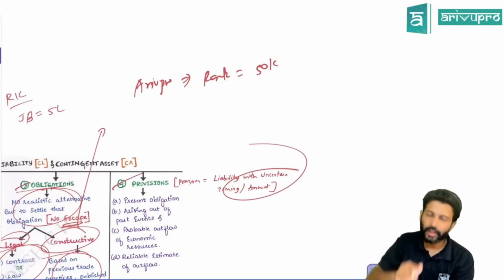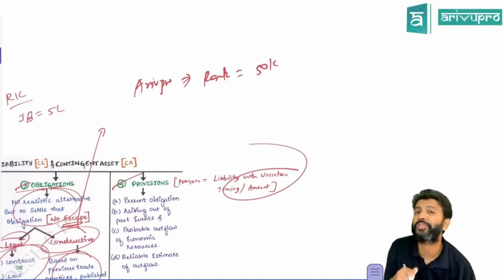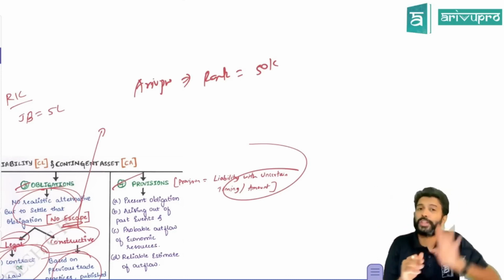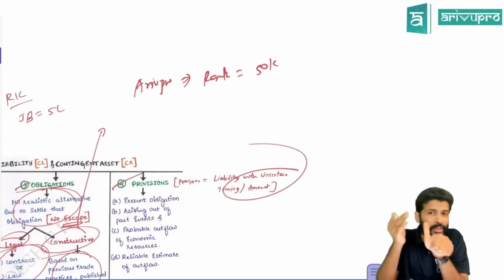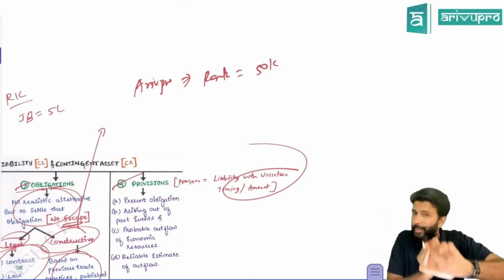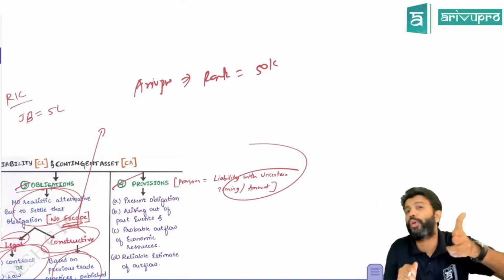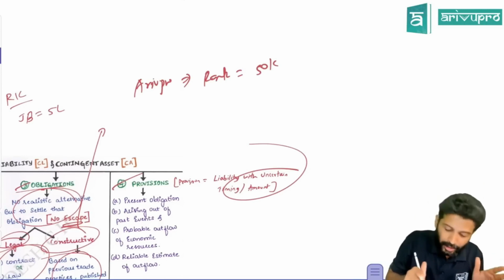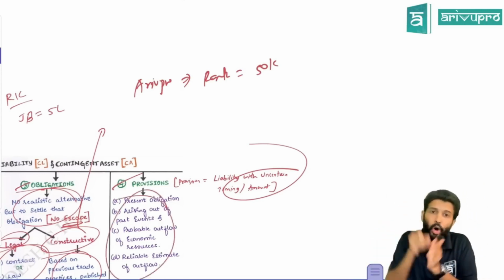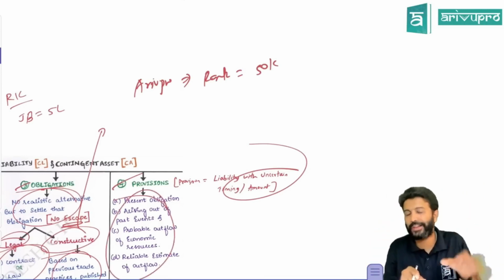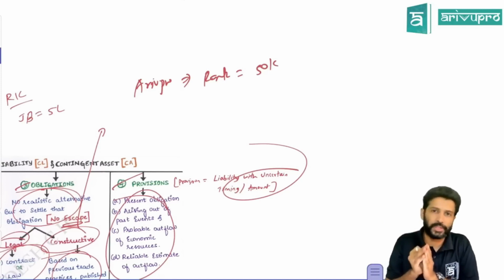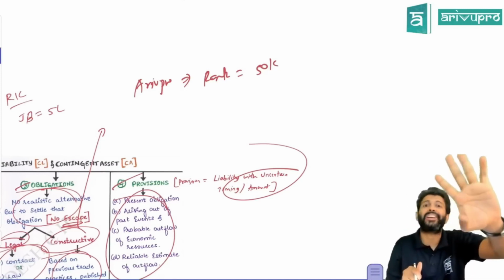That's the meaning. Now the next question is, when will you recognize a provision? You will recognize a provision in your books when 4 conditions are satisfied. One, there should be a present obligation arising out of a past event, which creates a probable outflow of economic resources, and a reliable estimate of the outflow can be made. The day all 4 are satisfied, that day you will go ahead and book the provision. What is that again? Present obligation arising out of a past event.